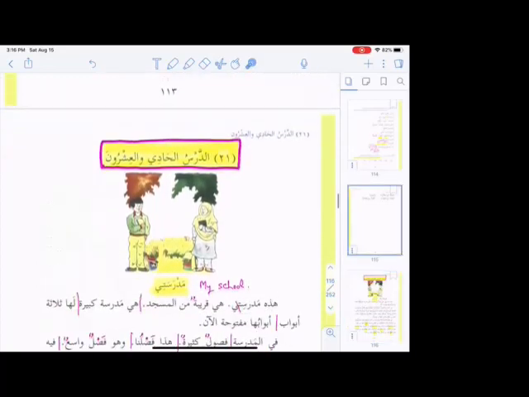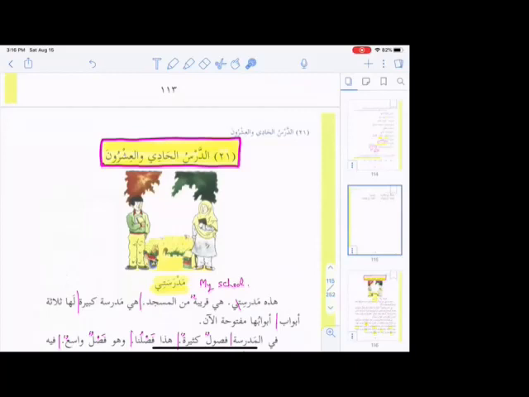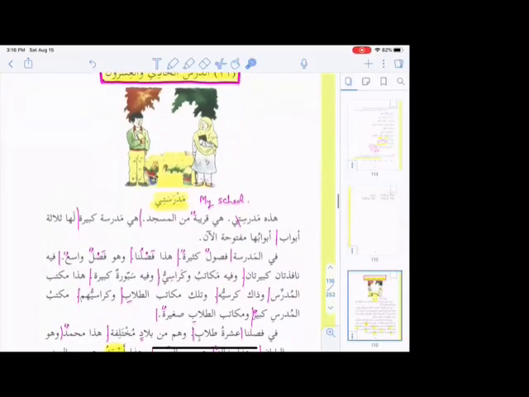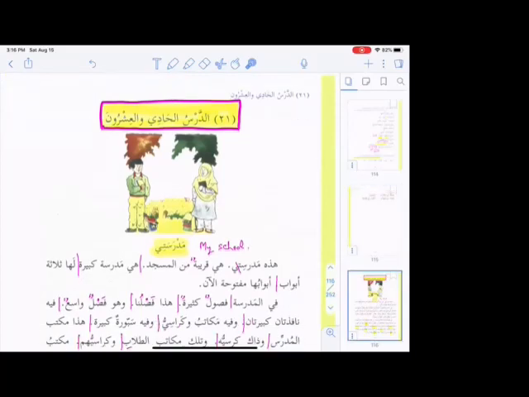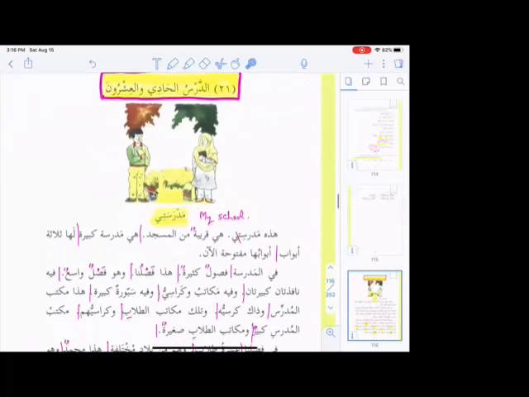Now we come to lesson 21. This is an essay. Like we had a lesson 11, which says, Baiti, my house. And what is this? Madrasati. What is madrasati? Translation, my school. So you are describing your school. Okay? There's nothing new in this. Everything that you have learned is being repeated to re-emphasize the concept, the sentences, and all that.